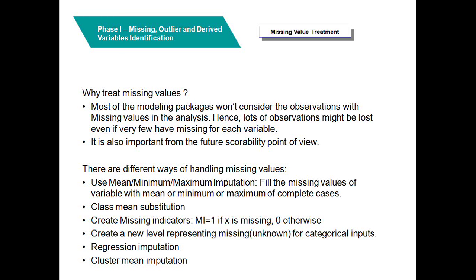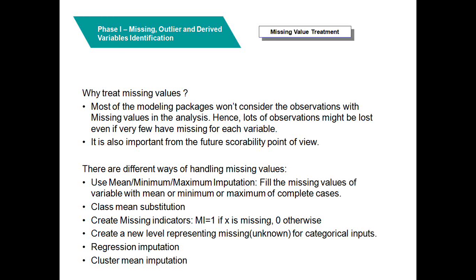So why treat missing values? Most of the modeling packages won't consider an observation with missing values in the analysis. Hence, lots of observations might be lost even if very few have missing values. It is also important from the future scorability point of view. If we throw away the missing values, we lose information. So that's why we treat missing values. There are different ways of handling missing values. We can impute missing values with the mean, minimum, or maximum: fill the missing values of a variable with the mean, minimum, or maximum of complete cases.